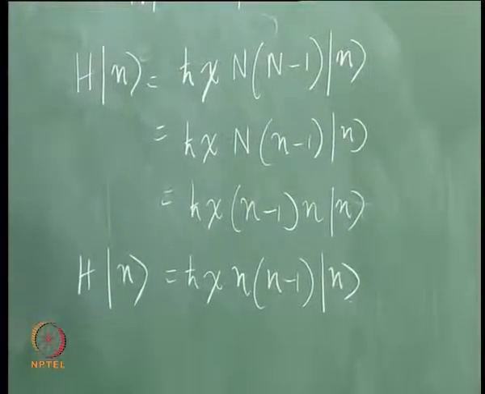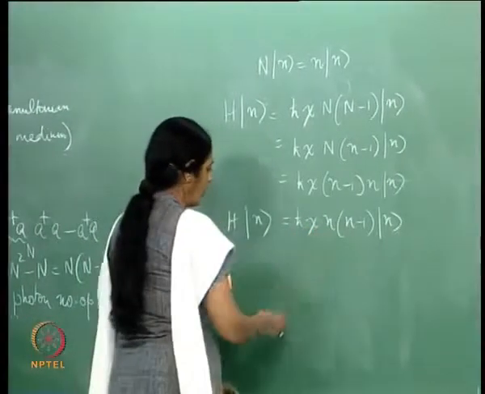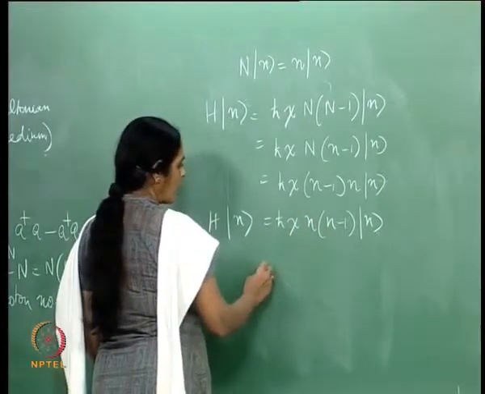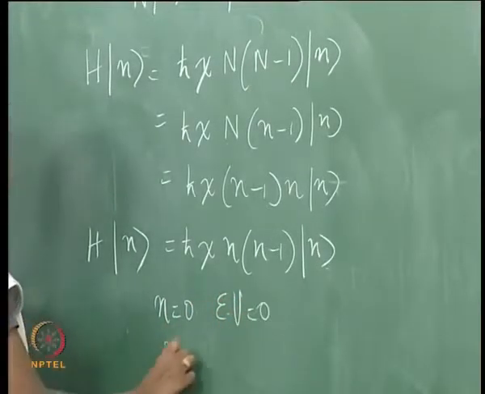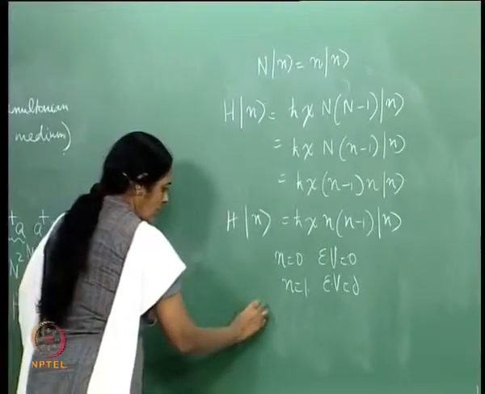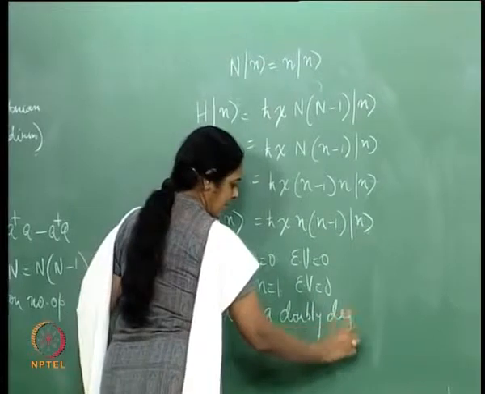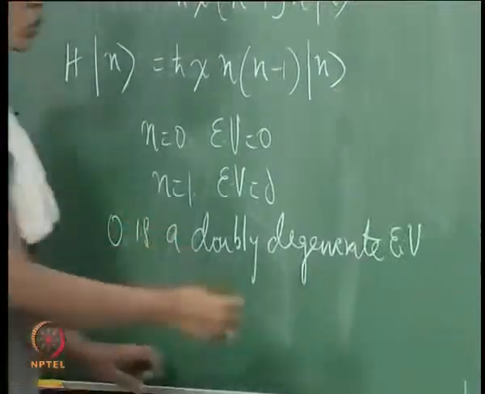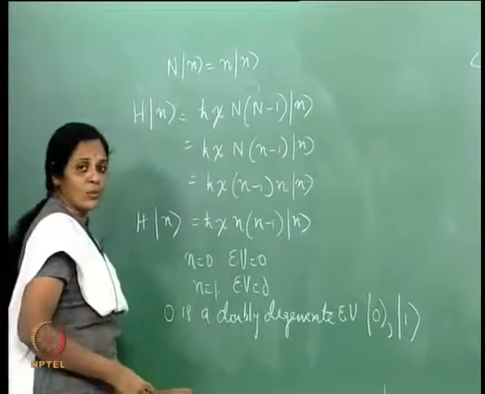So, all the photon number states are eigenstates of this Hamiltonian, and this is the eigenvalue, n times n minus 1 essentially. So, let us look at what happens when n is 0. The eigenvalue is 0. Similarly, when n is 1, the eigenvalue is 0. Therefore, 0 is a doubly degenerate eigenvalue. And there are two states corresponding to this degeneracy, that is ket 0 and ket 1.